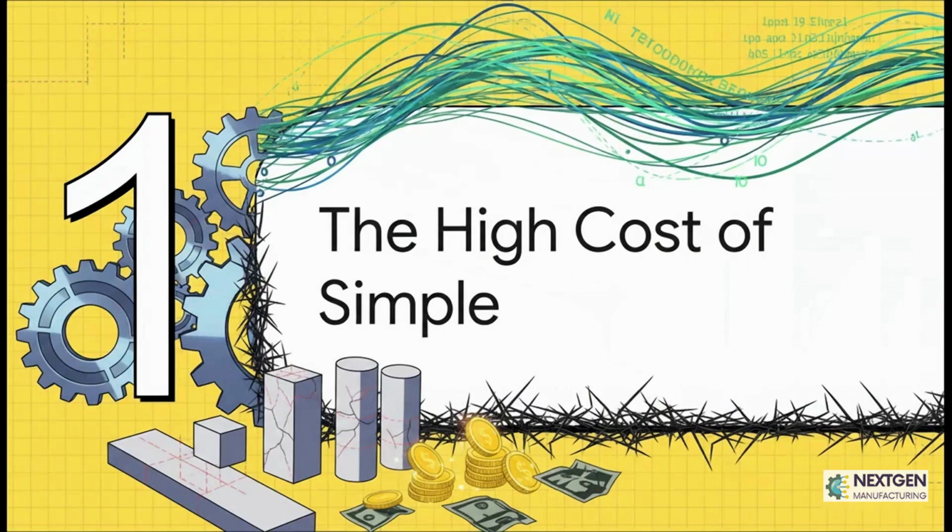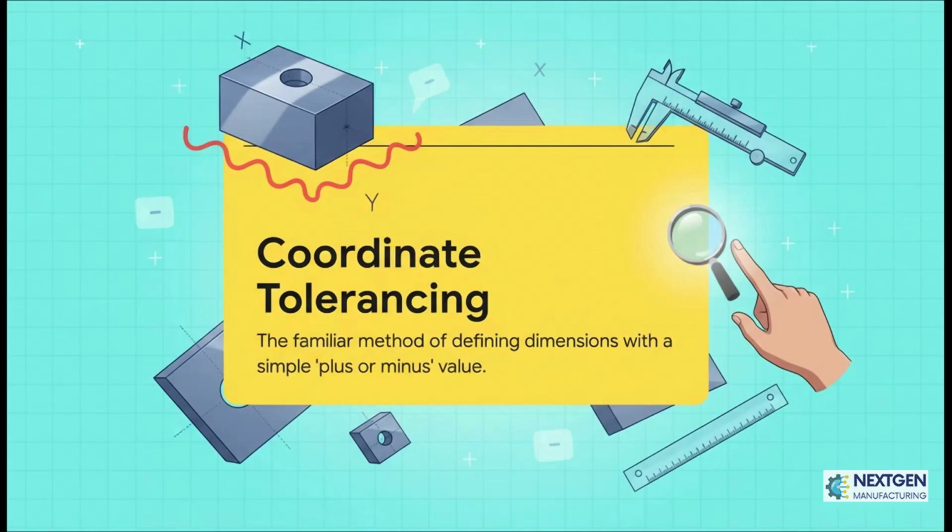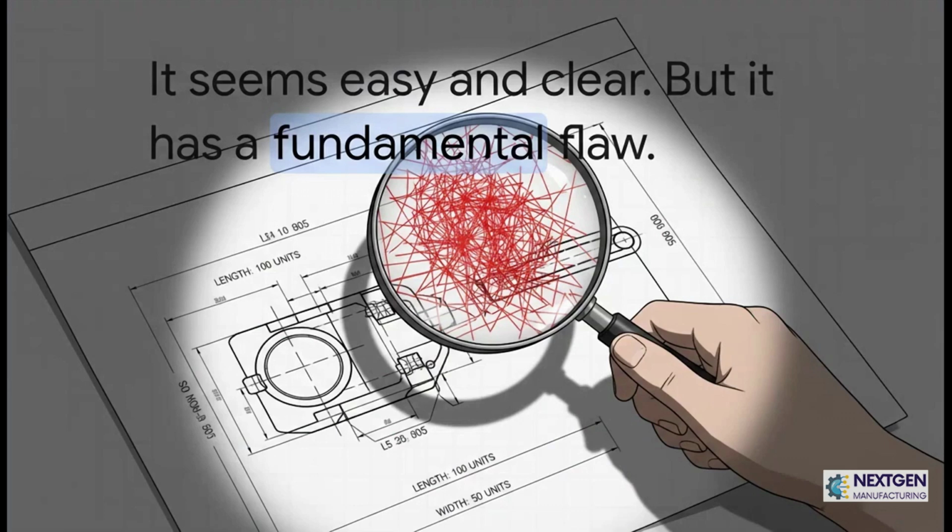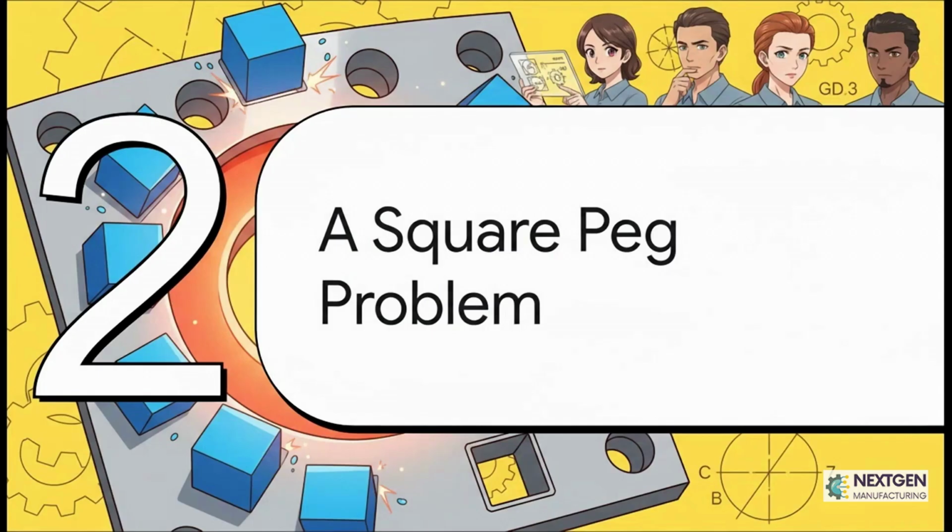To really get to the bottom of this, we have to look at the traditional way we define parts. It's a method that seems really simple on the surface, but it's hiding a flaw that is just costing companies a fortune. Yeah, we've all seen this, right? A dimension is listed as, say, 10 millimeters, plus or minus 0.1. It's how most of us learn to read a drawing. It feels intuitive. It feels clear. What could possibly be wrong with that? Well, here's the catch. That simple plus or minus is actually really deceptive. It creates this hidden geometric problem that can directly lead to parts being thrown out, even when they would have worked perfectly fine.